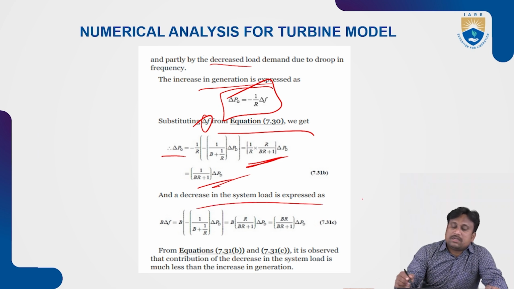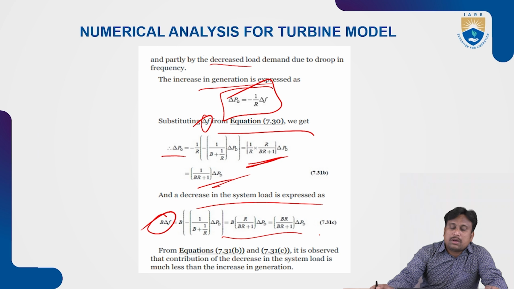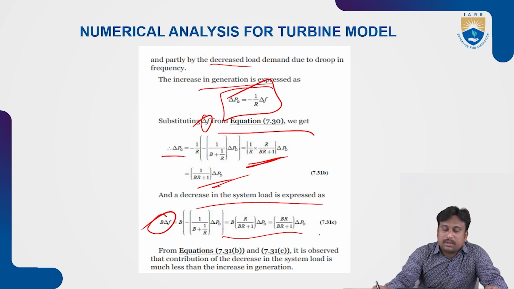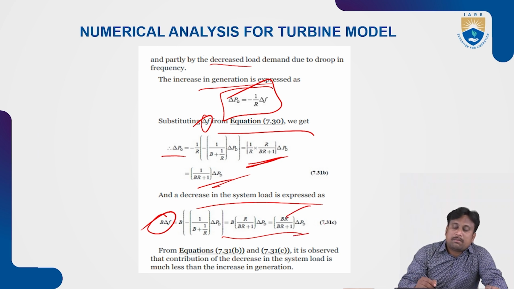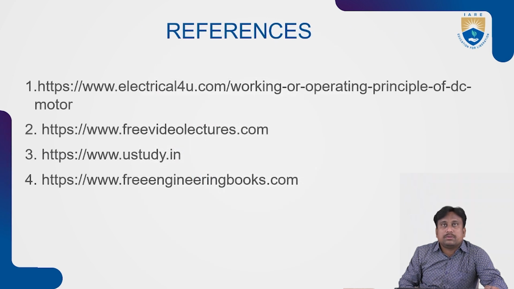And the decrease in the system load is expressed as B delta F, then B into minus of 1 by B plus 1 by R delta PD gives B into R by BR plus 1 into delta PD. So that is BR by BR plus 1 into delta PD. From the above expressions, it is observed that the contribution of the decrease in the system load is much less than the increase in the generation. This usually happens.